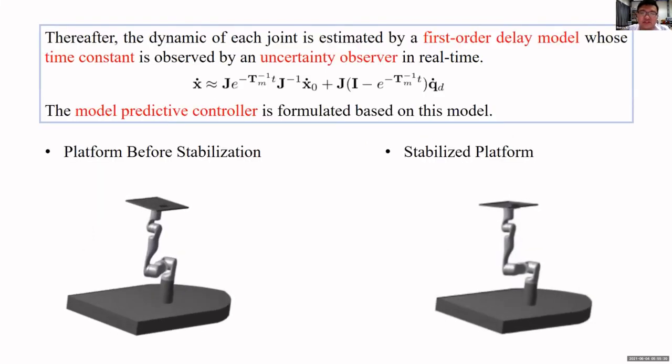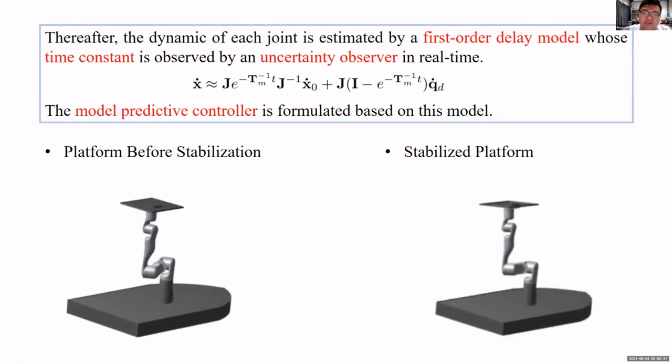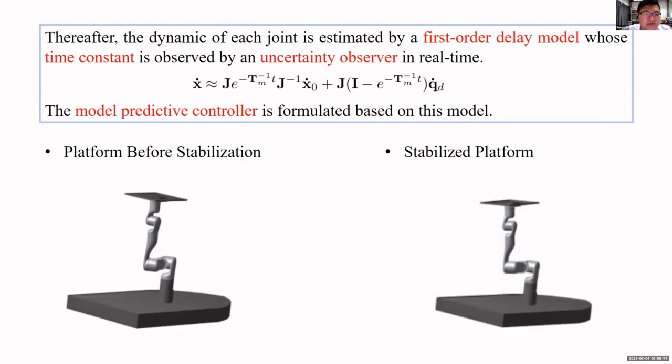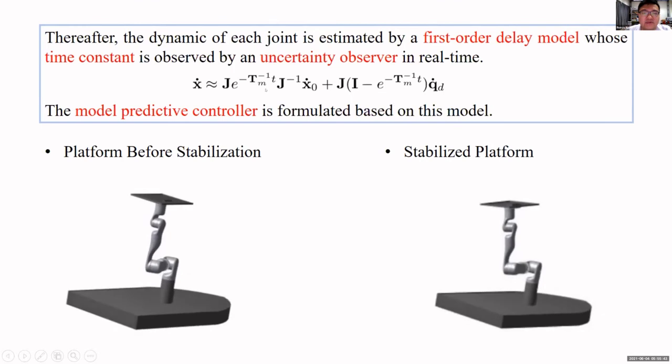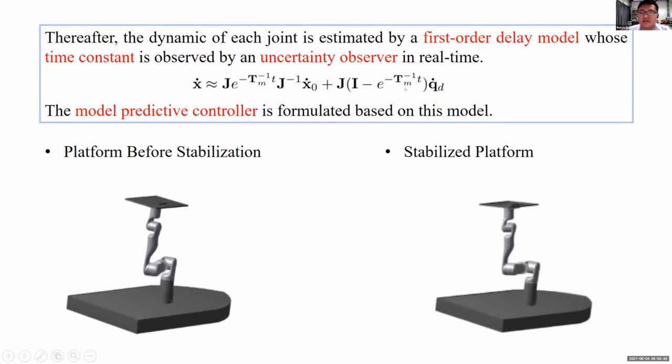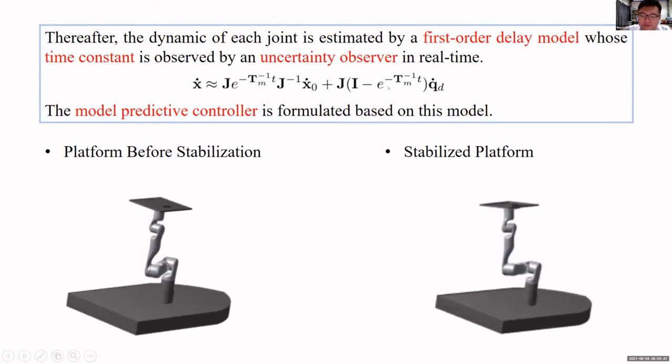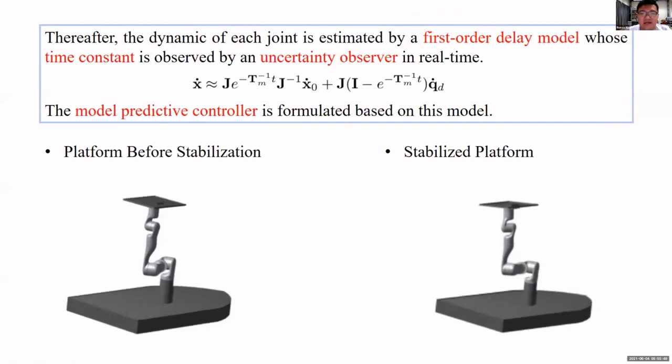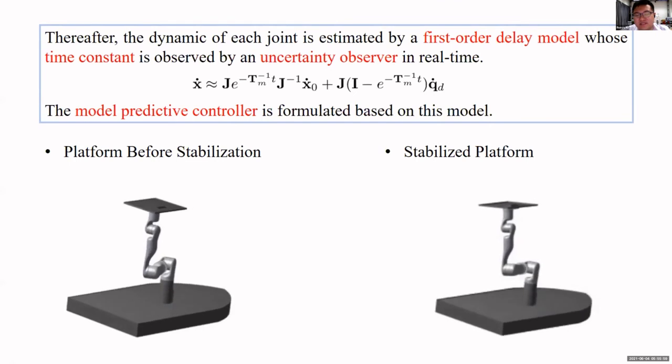The dynamic of each joint is estimated by a first-order delay model. That's exactly what we mentioned just before. And this is the model. The TM is the time constant, which will be observed by an uncertainty observer, and it will also be updated in real time. The model predictive controller is formulated based on this model.